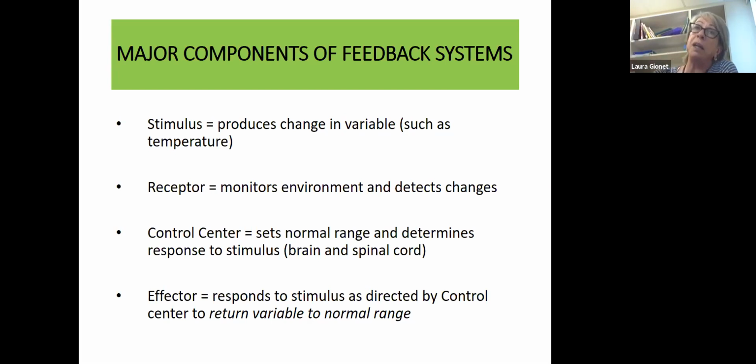You start with some kind of stimulus. You have something that detects the change, which would be a receptor. That information is taken to your control center, which then determines a particular response to address this issue. It sends a signal out to some kind of effector, which then responds to the stimulus as directed by the control center to return the variable to a normal range. And that's a lot of blah, blah, blah.